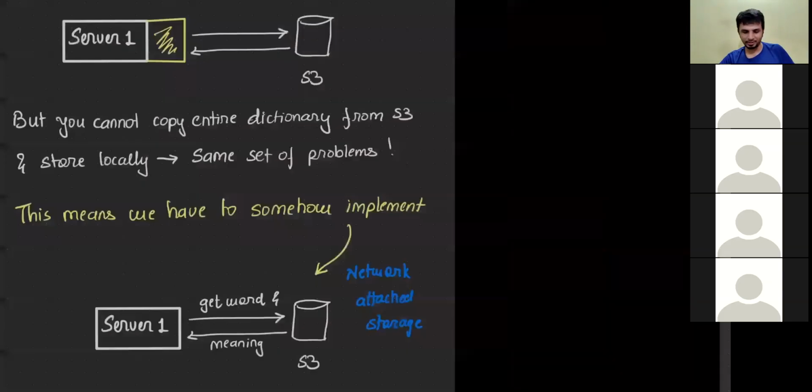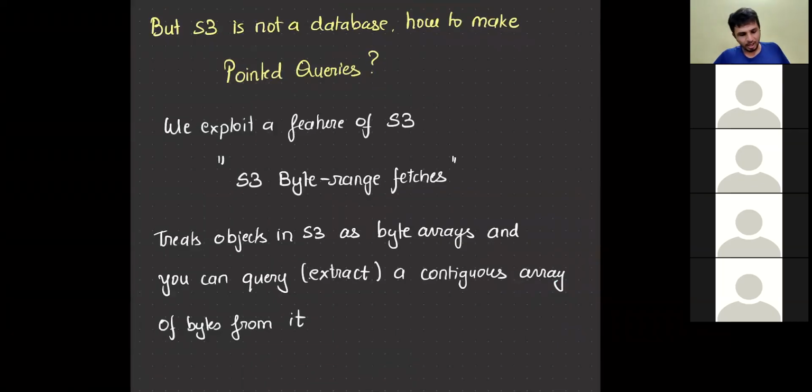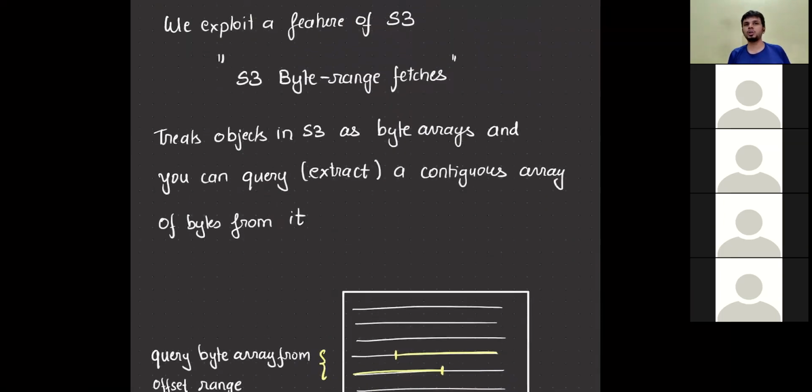Okay, we will come to it. S3 is not a database. We cannot make pointed queries, but we need support for pointed queries. So how do we do this? Just like any other network attached storage, here I'm just using S3 as a word. This applies to any network attached storage, any disk read, anything.